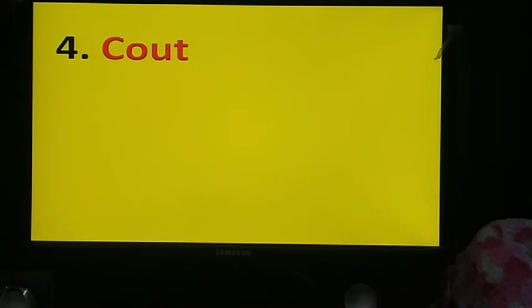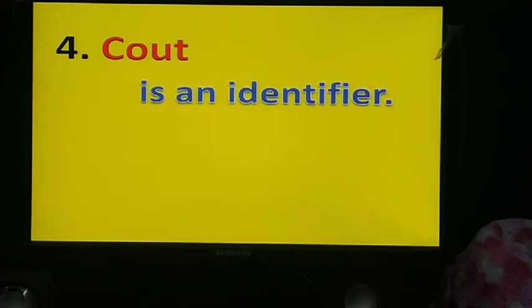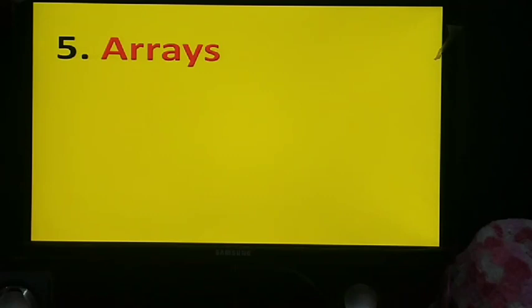Fourth, see out. Fourth matching is see out. Is it clear, class? See out is an identifier. This is the matching of number 4. Fourth matching see out, and the answer matching is an identifier. Is it clear?